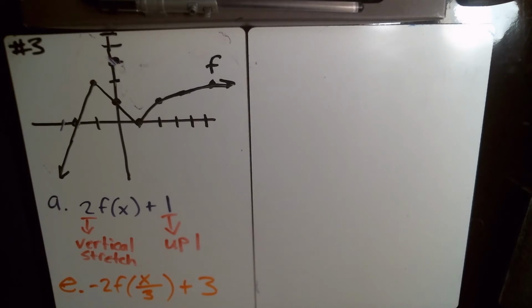The x over 3 means that this is a horizontal, either stretch or compression. In this case, whenever it's the thing next to the x, it does the opposite of what you would think. And normally, when you think of a third, you kind of think, oh, that's small, that should be shrinking. Well, it's next to the x, so it's actually expanding out. So let's start just with the f of x over 3. What does that look like?